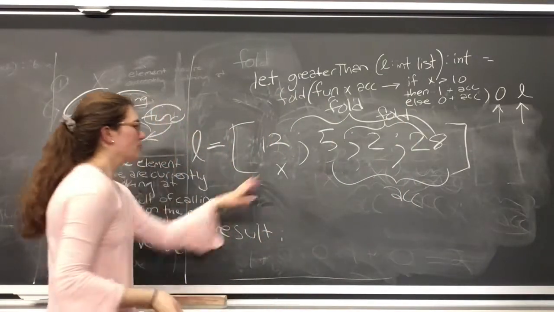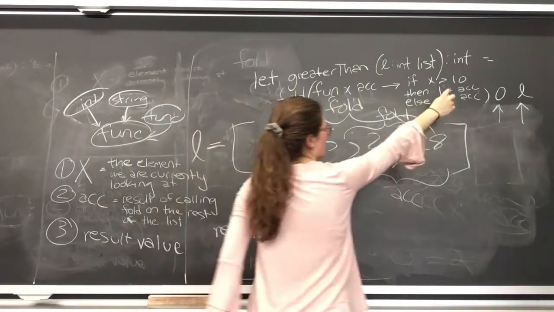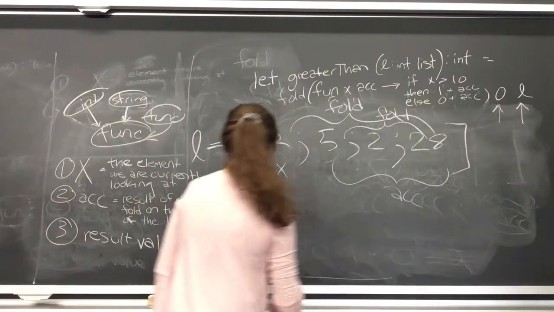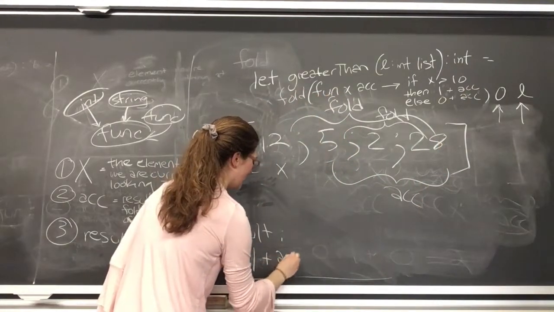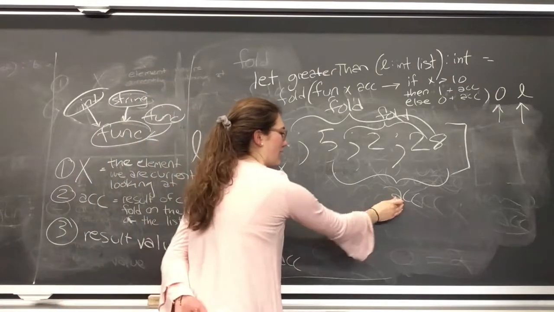Okay, so x, is x greater than 10? Yes, so we're going to return 1 plus acc. So right now our return value is 1 plus acc. Okay, that's great. I have no idea what acc is. Let's figure out what acc is.